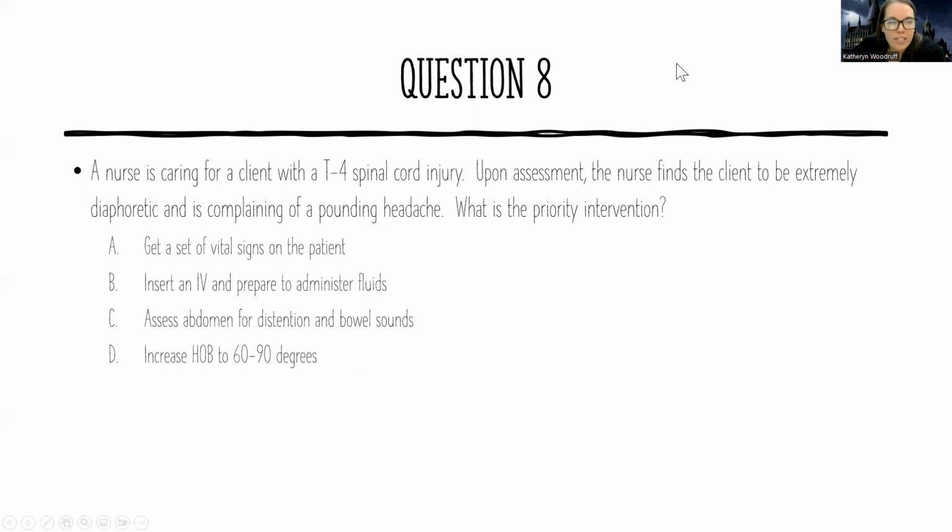Question 8. A nurse is caring for a client with a T4 spinal cord injury. Upon assessment, the nurse finds the client to be extremely diaphoretic and is complaining of a pounding headache. What is the priority intervention?